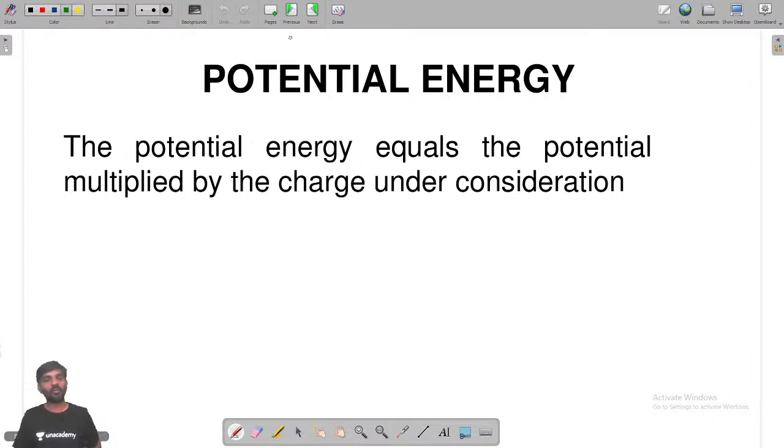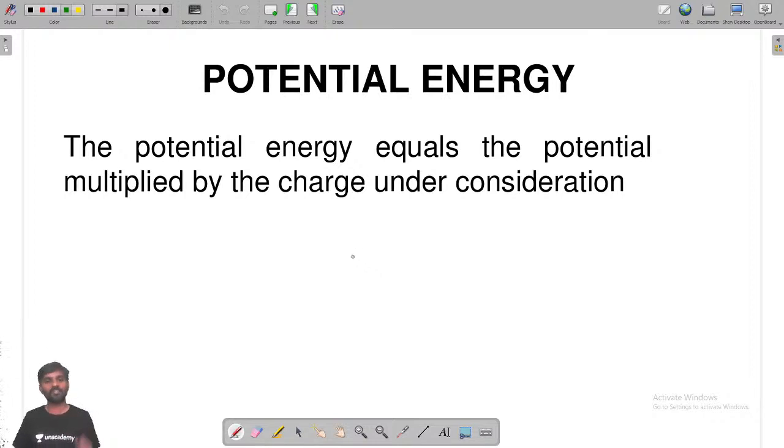Here comes something called potential energy. So what we discussed here: we discussed electric field intensity, then we discussed potential. Do we have a relationship between electric field intensity and potential or not? Yes, we have some relationship between electric field intensity and potential. Now here comes the third one, something called potential energy.